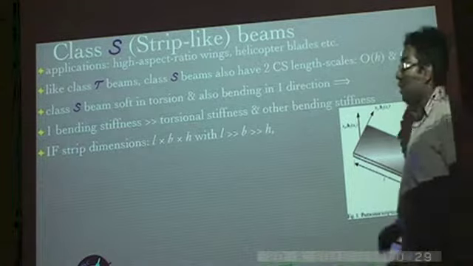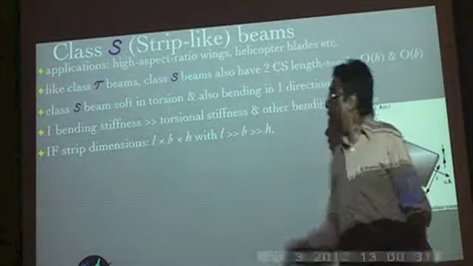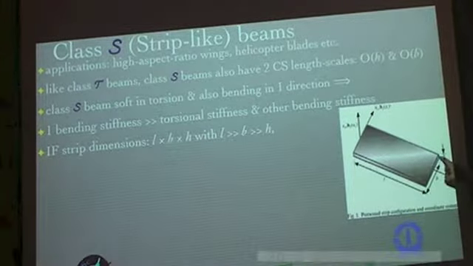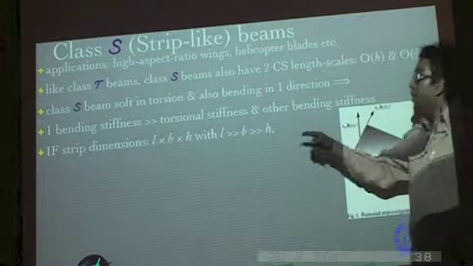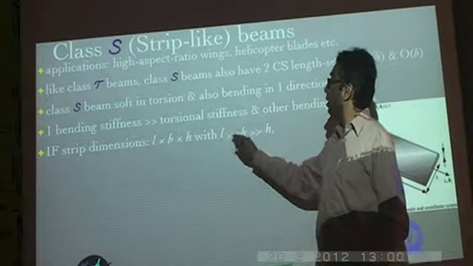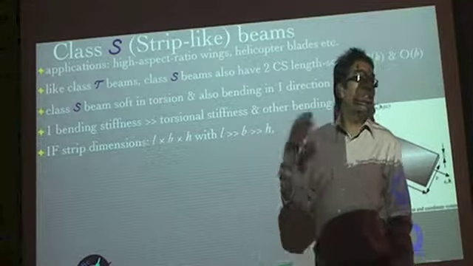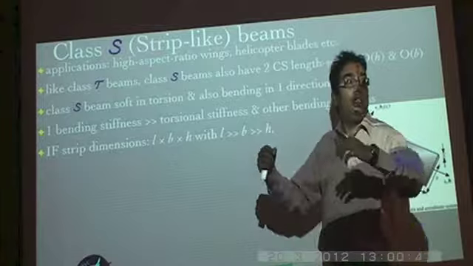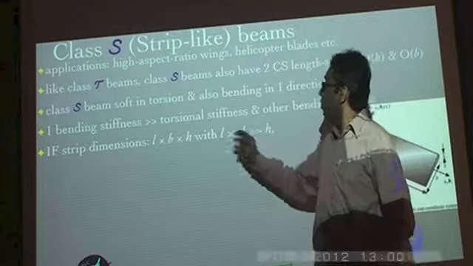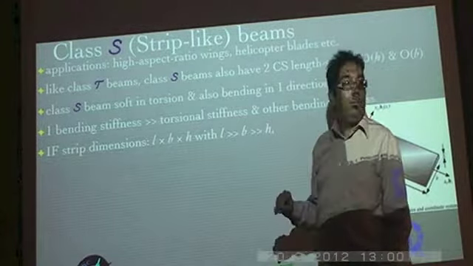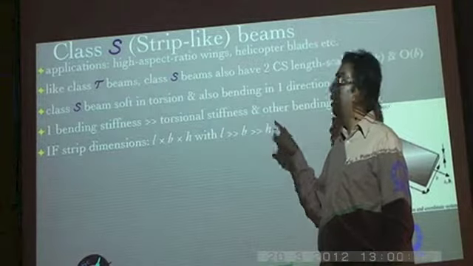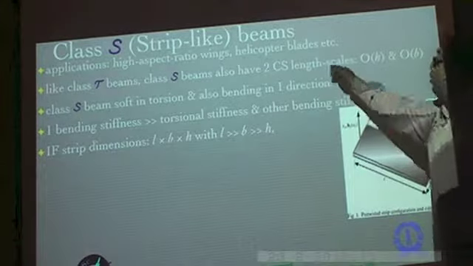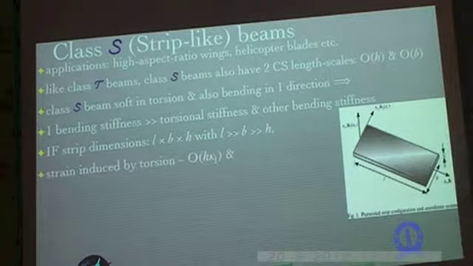If strip dimensions are, let's say, L, b and h, in other words, the length of this strip is L, the breadth is b and the height is h. And so we have L, of course, much larger than the cross-sectional dimension. Otherwise, it would not be a beam. You have to model it as a plate, or if it is twisted or initially curved, as a shell. So L has to be large for it to be a beam. In addition, you have b much larger than h. So you have in the cross-section itself two different length scales.